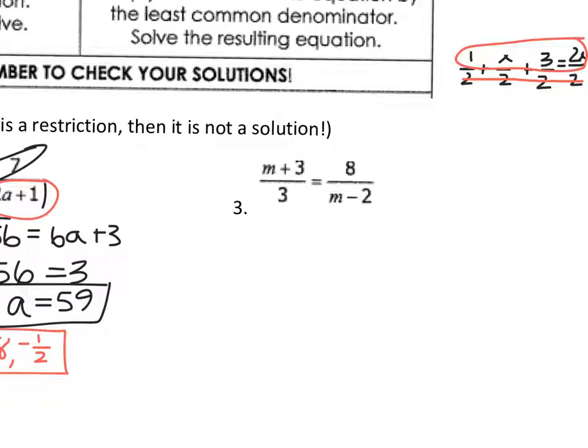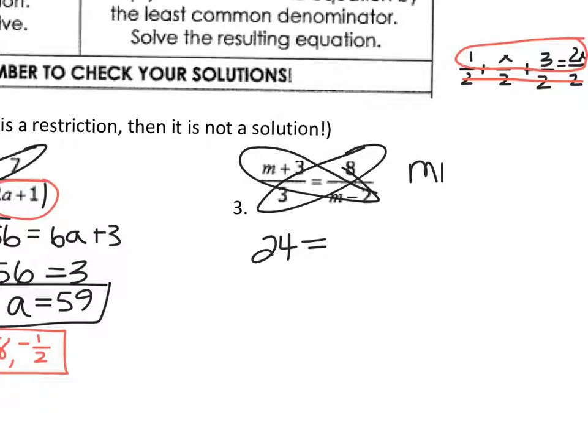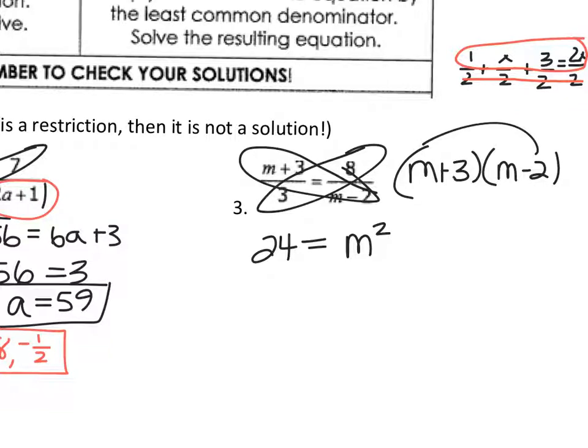For the third one, when I cross multiply, because I have two fractions that are equal, I'm going to have 24 equals, and when I multiply these two, I'm going to need to do the distributive property. So I'm going to end up with m squared minus 2m plus 3m is plus m, and then minus 6. So I have a quadratic.